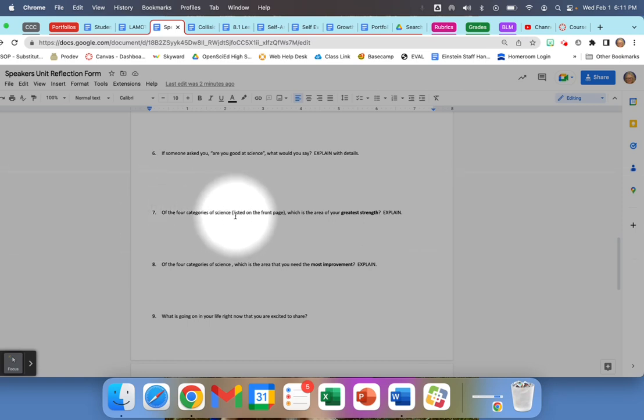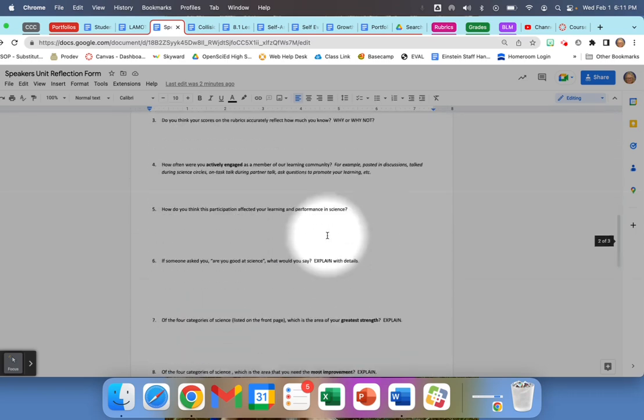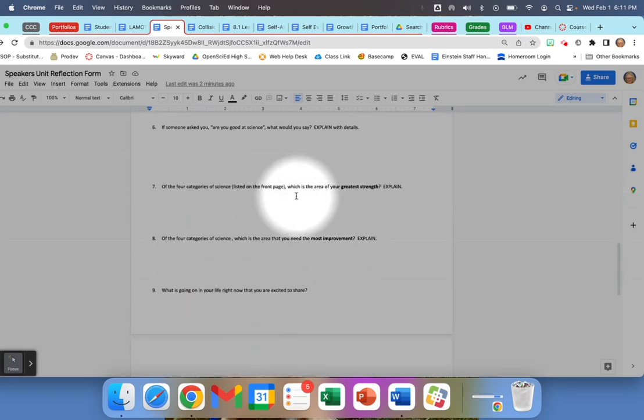Number seven, of the four categories of science listed on the front page, so those are these: standards and skills, thinking as a scientist, community, and reflection. Of those four categories, which is the area of your greatest strength? Please explain which is the area that most needs improvement, and then explain. And lastly, what's going on in your life right now that you would like to share? I'm really curious to know what's happening for you outside of science class.